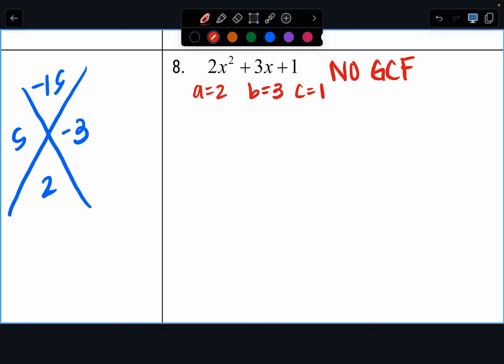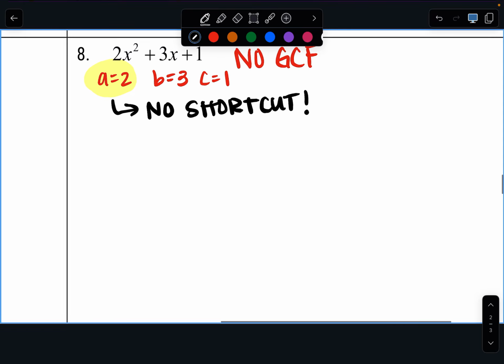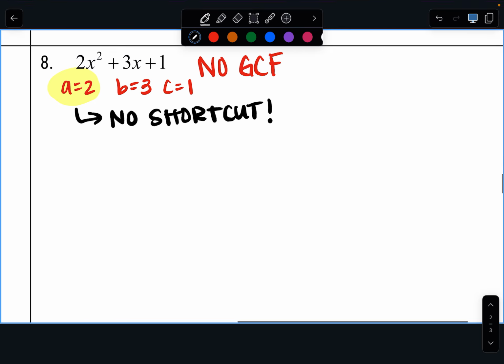So for this one, and we're going to make a note so that you can remember when you go back and look at this, A is equal to 2. I want you to say no shortcut. We are going to do 4-term grouping, and you approach this in the same exact way. But why do we not have a shortcut? Why does it say no shortcut? Someone answer Nala's question.